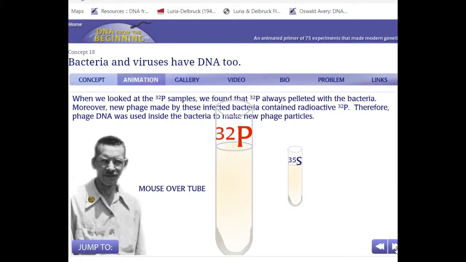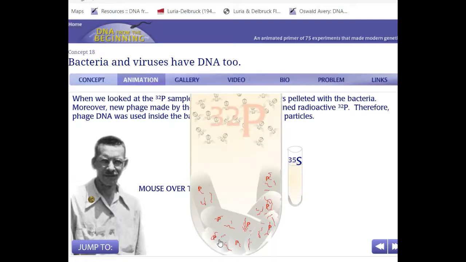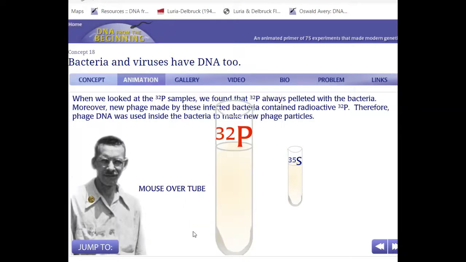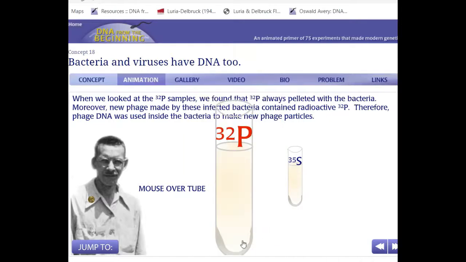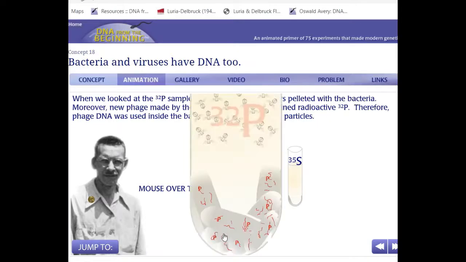Now, in the case of the phosphorus-32 samples, phosphorus-32 was always pelleted with the bacteria. This is the bacteria, and on the bacteria you can see the phosphorus-32. The new phage particles made from these infected bacteria contained radioactive phosphorus-32. So this indicated that phage DNA was used inside the bacteria to make the new phage particles. Phosphorus-32 is incorporated into the cells within the pellet of bacterial cells.